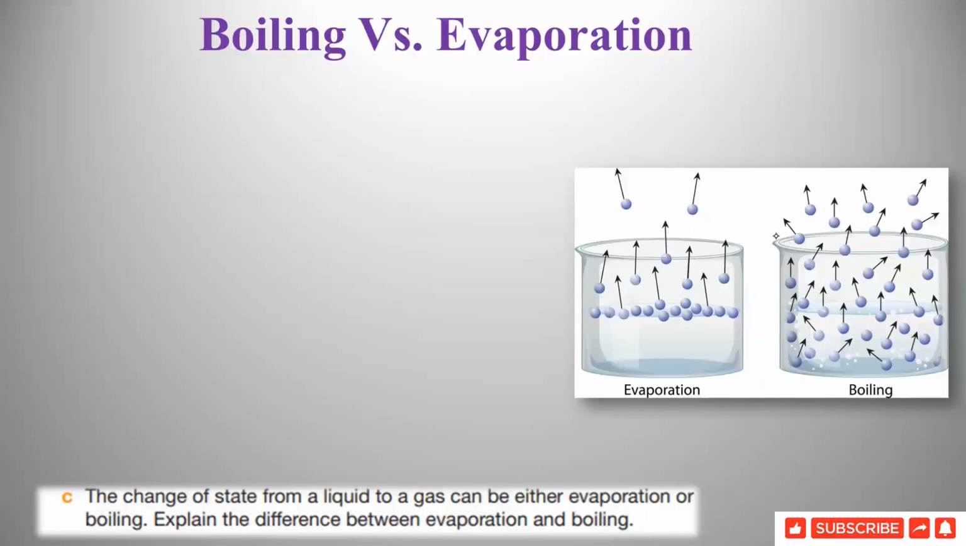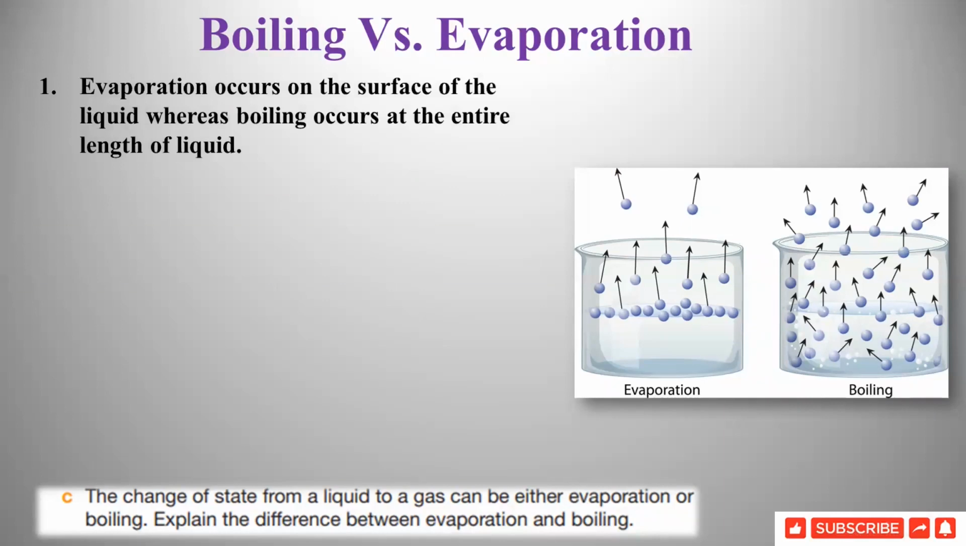Question C part. The change of state from a liquid to gas can be either evaporation or boiling. Explain the difference between evaporation and boiling. Evaporation occurs on the surface of the liquid, whereas boiling occurs throughout the entire liquid. You can see that from all over the liquid, when the liquid is boiling, its particles are coming out. But here, evaporation is happening only on the surface of the liquid. It doesn't happen in the whole liquid.